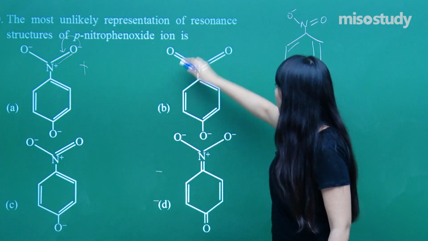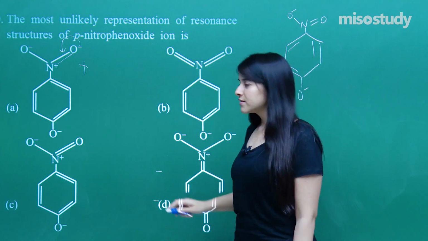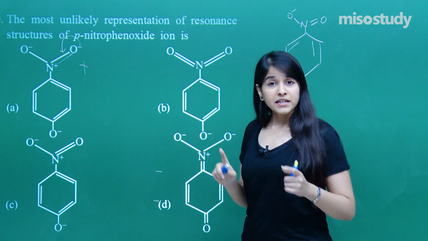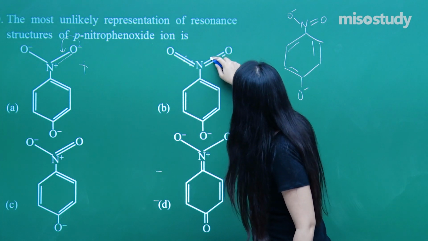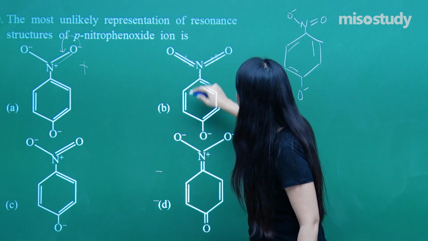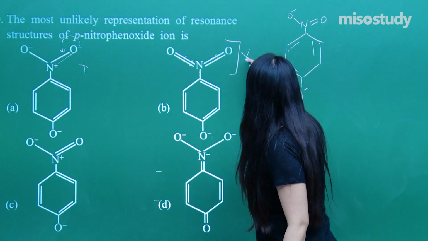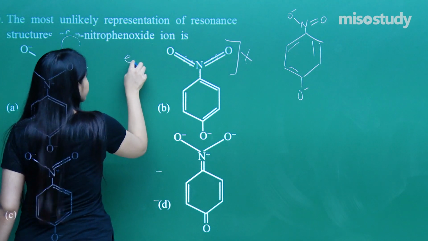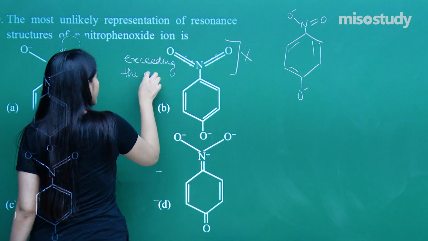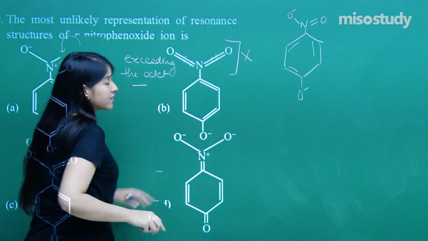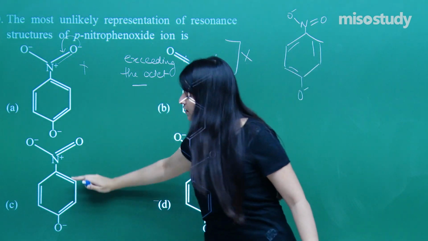Next, we have got something like this. Now if you observe very carefully, the nitrogen, does it have its octet complete? So I have got 1, 2, 3, 4, 5, 6, 7, 8, 9, 10, exceeding the octet. That means this case cannot be possible. This is exceeding the octet. So this cannot be the possible representation. It might be the answer. Let's move on to the C part.